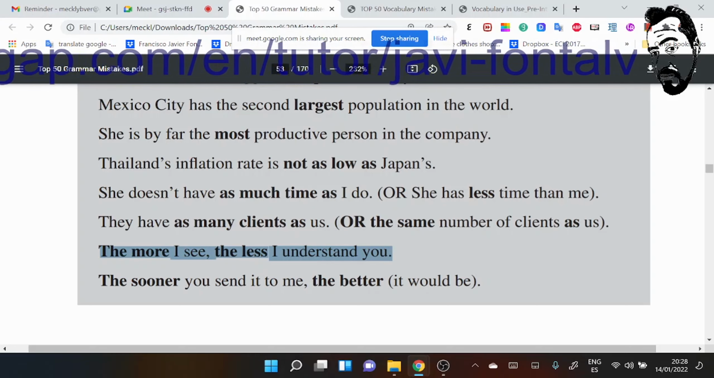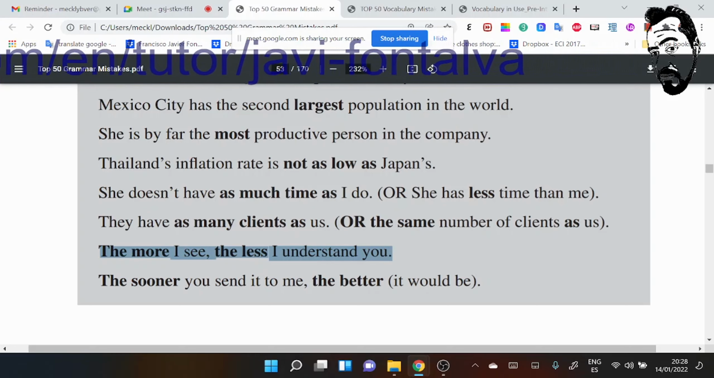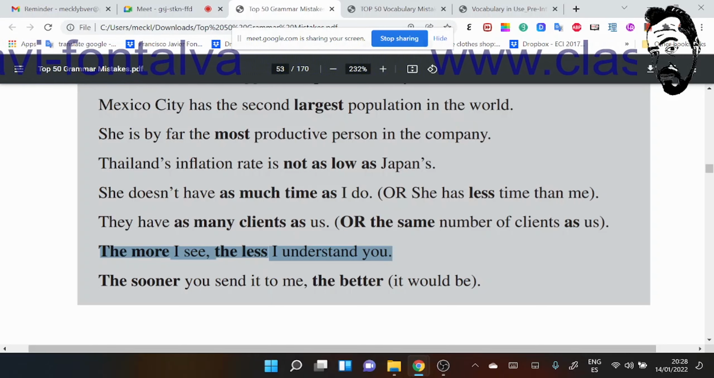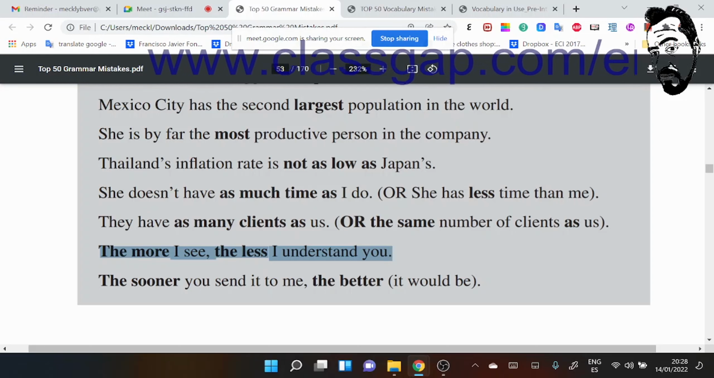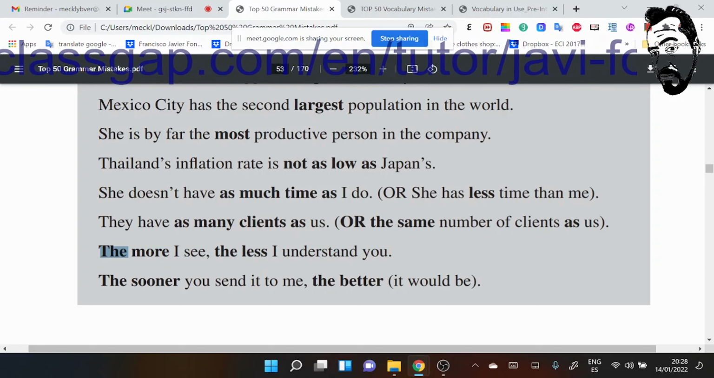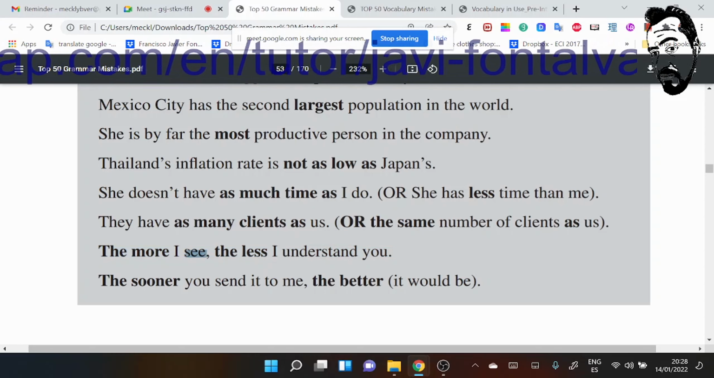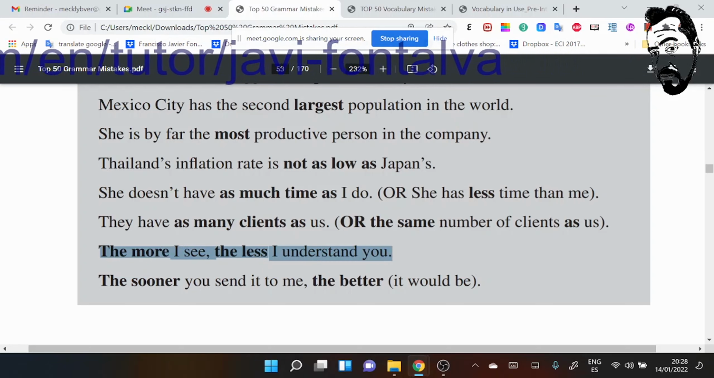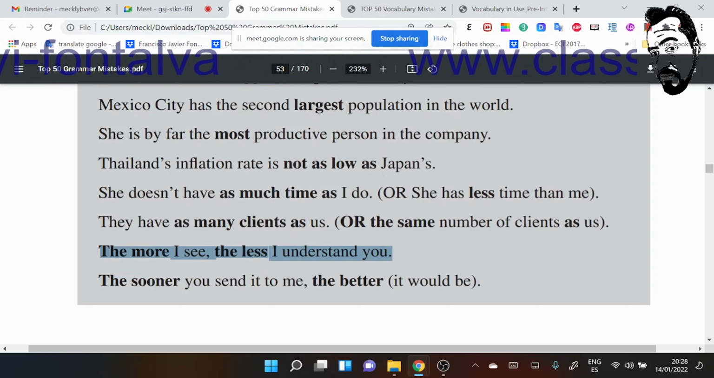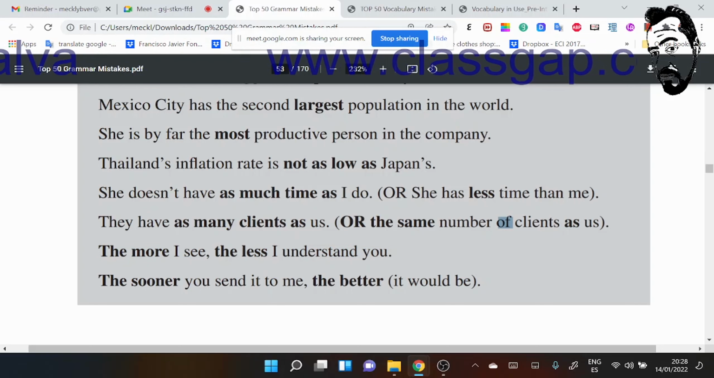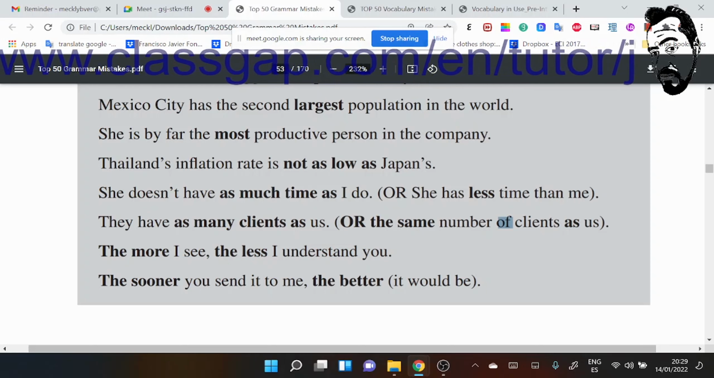So in English, we use this. Okay, I'm gonna tell you in Spanish. I think it's much easier. So this is like Spanish: cuanto más, blah blah blah, más, blah blah blah. O cuanto menos, blah blah blah, más, blah blah. So for example, the more I see, the less I understand. So cuanto más veo, menos entiendo. The more I see, so we always say the, blah blah blah, the, blah blah blah, with a comparative.